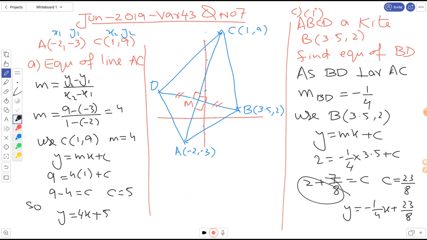The rest of the question is very important, and that is to find the D coordinate. You know M is the midpoint, and M is given by the examiner. The midpoint is -0.5, 3. It is given by him. So for your knowledge, what is the midpoint formula?